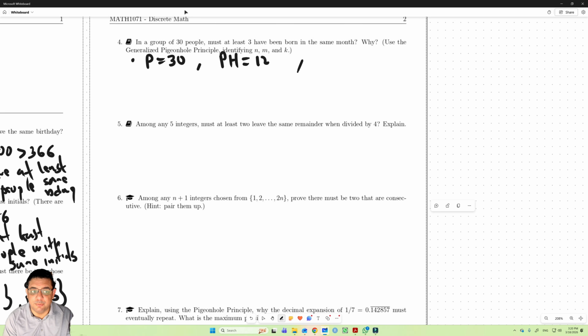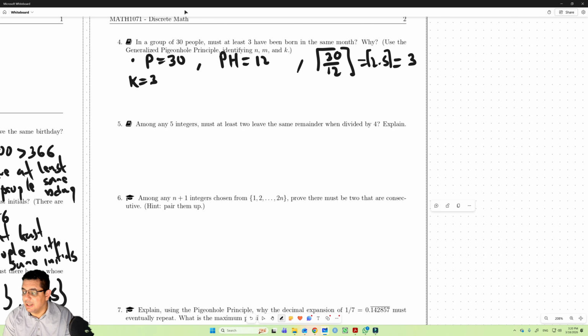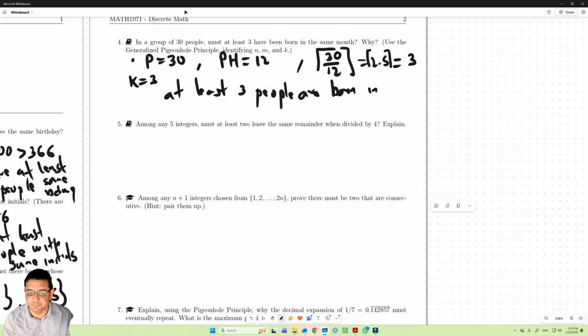But by the generalized pigeonhole principle, since the ceiling of 30 divided by 12 is ceiling of 2.5, which is 3, we can consider k being equal to 3. And so at least 3 people are born in the same month.